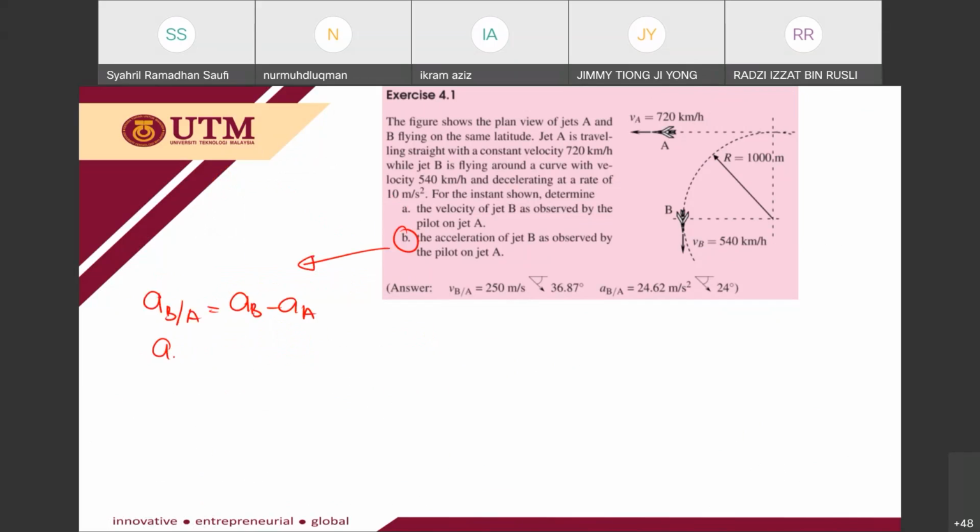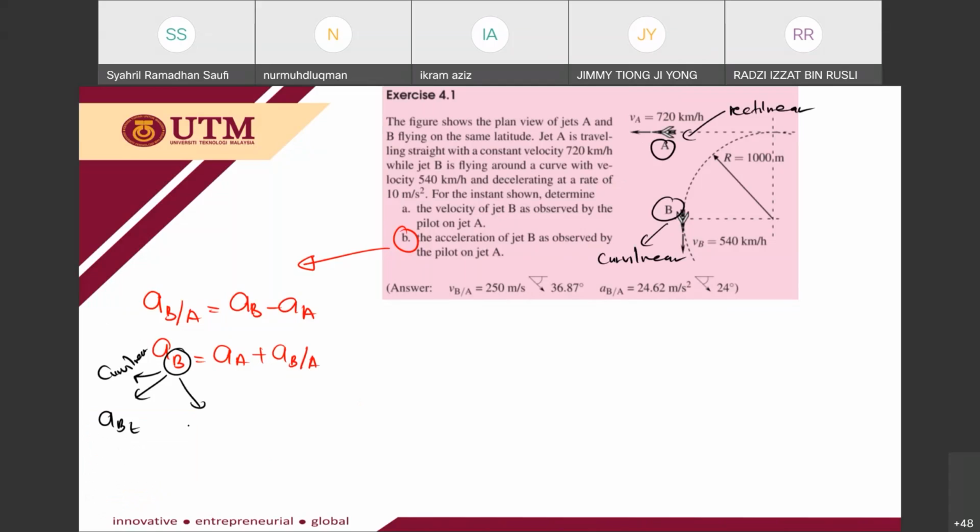Okay, so acceleration of B is equal to acceleration of A plus acceleration of B relative to A. Since you know that A is rectilinear and B is curvilinear, here is actually a curve. So you have acceleration of B tangent and acceleration of B normal. Rectilinear, only one component of acceleration, because it's a straight line, so you have only one component of acceleration.